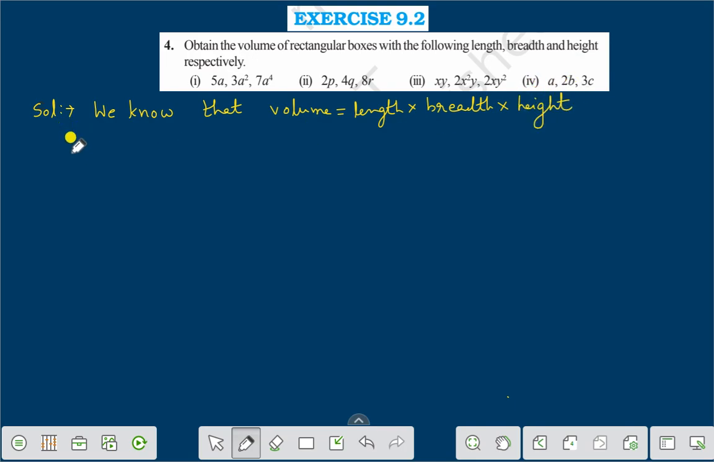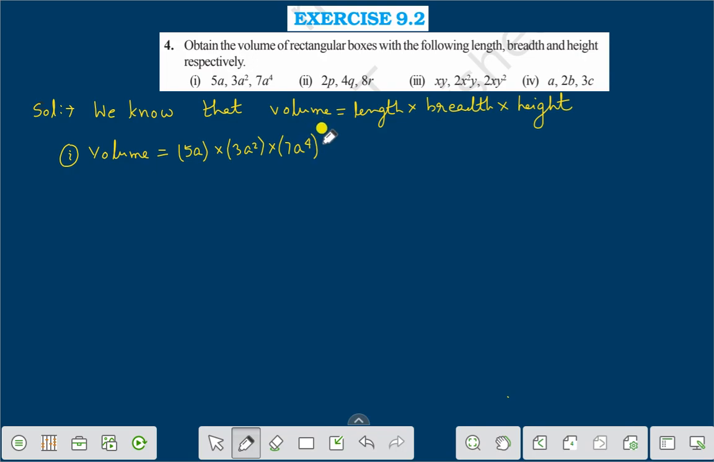Now I will find the volume of the first question. Volume is equal to length into breadth into height, that is 5a, length is 5a, into 3a square, into 7a to the power 4.